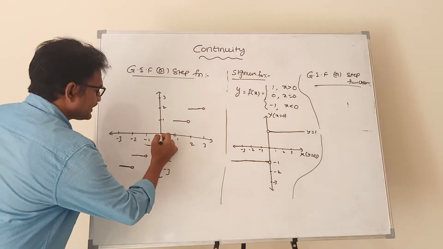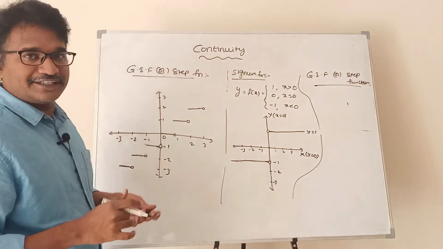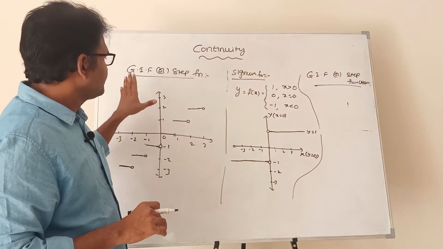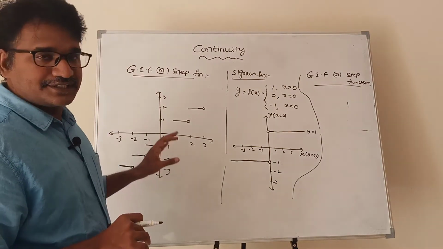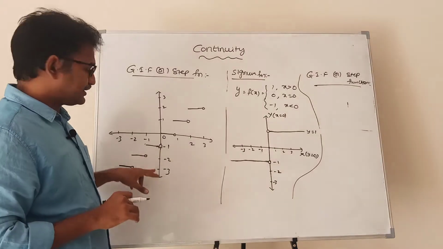At 0 you are lifting. Again at 1 you are lifting. At 1, 2, that means at every integer you are lifting the pen. Therefore, the greatest integer function is a discontinuous function, and this function is discontinuous at every integer.